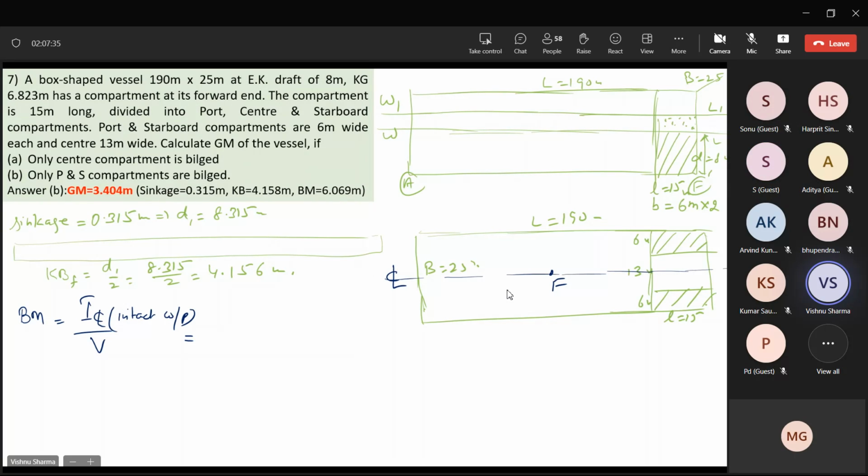So then is it a standard axis? Yes or no? Is center line a standard axis for the whole water plane? Do you agree? Yes or no? Yes, sir, for the whole.